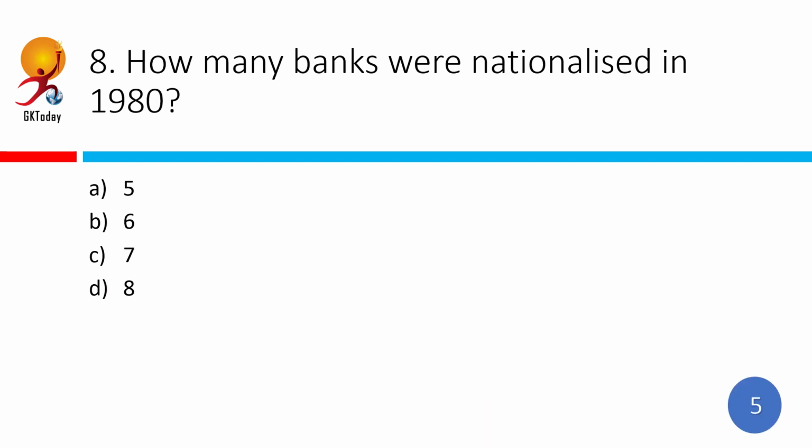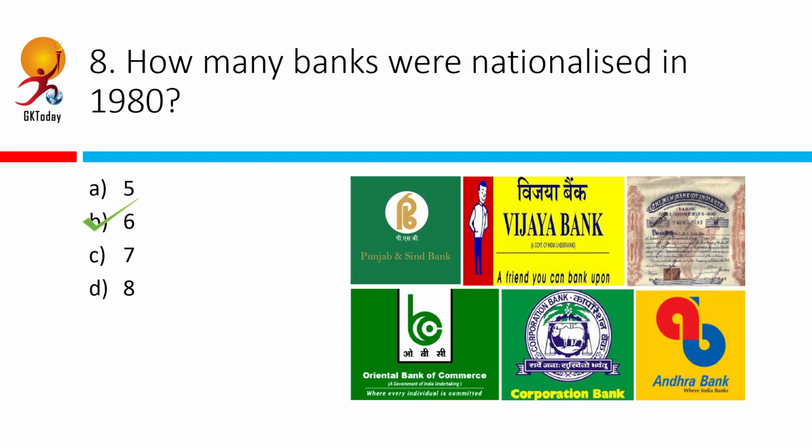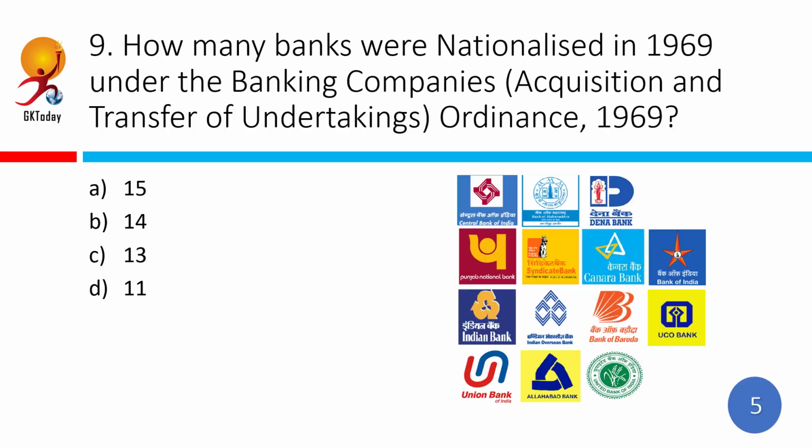How many banks were nationalized in 1980? This is a very easy one. We have discussed this a few times over the course of this video. And the correct answer is 6 banks. So what are these 6 banks? They are Punjab and Sindh Bank, Vijaya Bank, the New Bank of India, which was later merged into Punjab National Bank in 1993, Oriental Bank of Commerce, Corporation Bank and Andhra Bank.